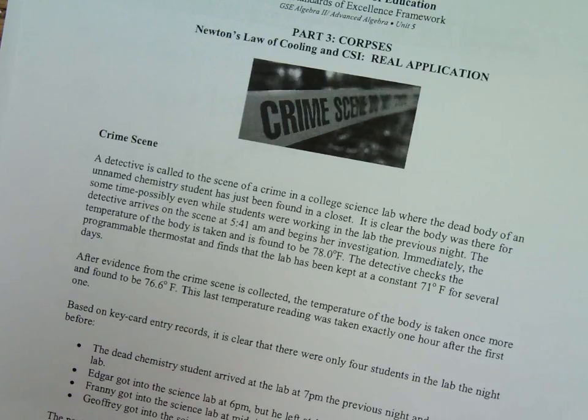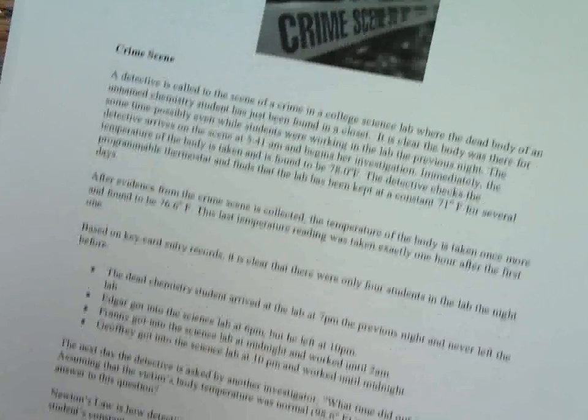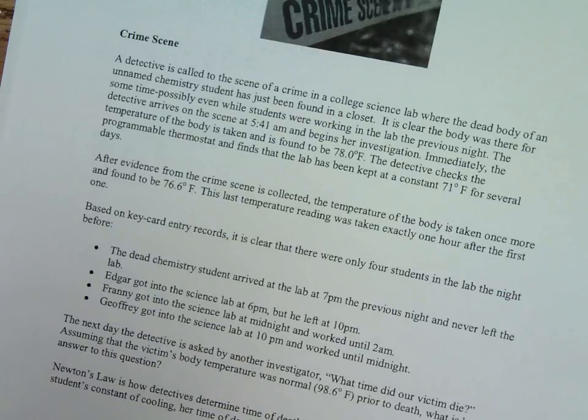Immediately, the temperature of the body is taken and found to be 78 degrees Fahrenheit. The detective checks the programmable thermostat and finds that the lab has been kept at a constant 71 degrees Fahrenheit for several days. After evidence from the crime scene is collected, the temperature of the body is taken once more and found to be 76.6 degrees Fahrenheit. This last temperature reading was taken exactly 1 hour after the first one.